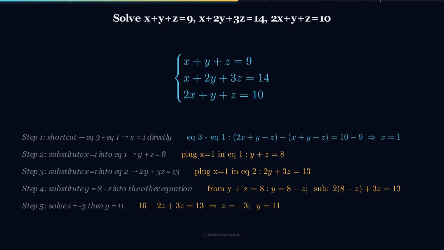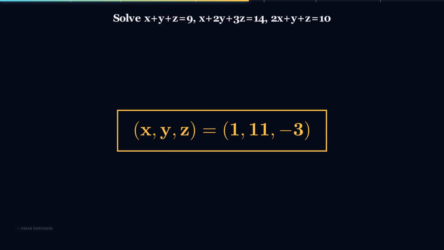Verify the triple x equals 1, y equals 11, z equals minus 3 in all three original equations. Equation 1: 1 plus 11 plus negative 3 equals 9. Match. Equation 2: 1 plus 2 times 11 plus 3 times negative 3 equals 1 plus 22 minus 9 equals 14. Match. Equation 3: 2 times 1 plus 11 plus negative 3 equals 2 plus 11 minus 3 equals 10. Match. All verified. So the solution is x equals 1, y equals 11, z equals negative 3.